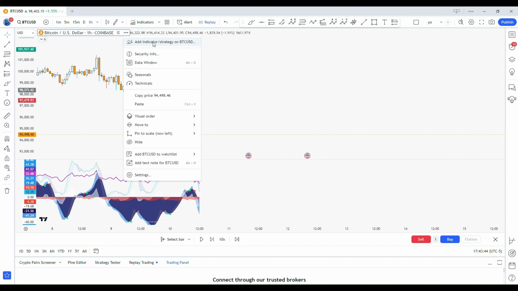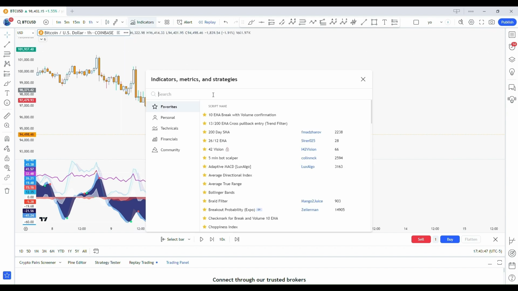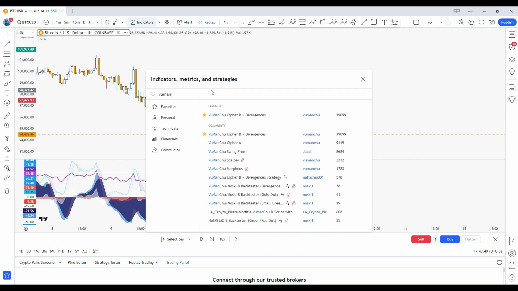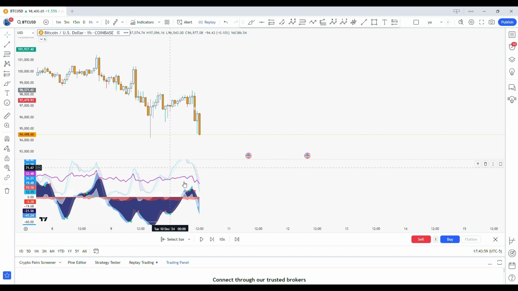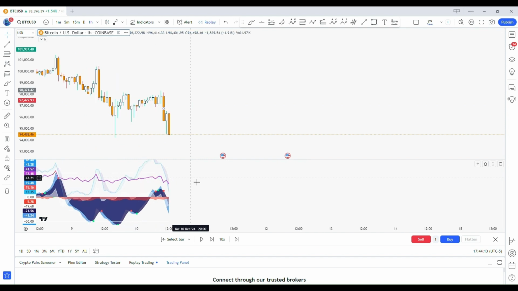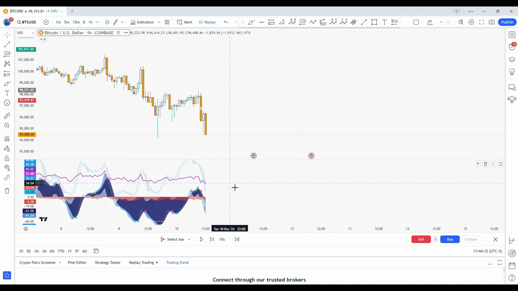So in order to add this indicator, go to the Indicators tab, and you're going to want to type in WuMinchu Market Cipher B plus divergences. Go ahead and add that to your chart, and once you do, it will pop up like this. Now, at first glance, you've got a lot going on here with this indicator. So we'll talk about the different aspects of this and what I really think are the best things to focus on when crafting a trading strategy.